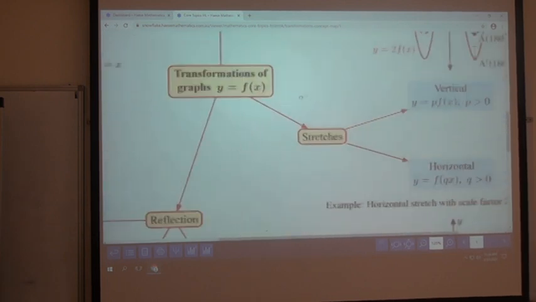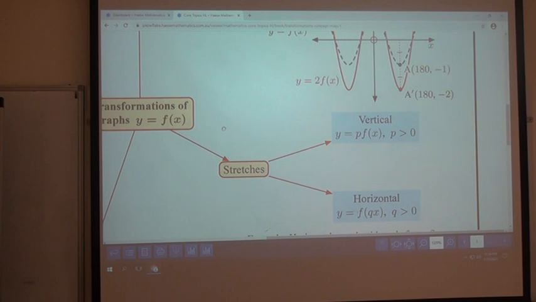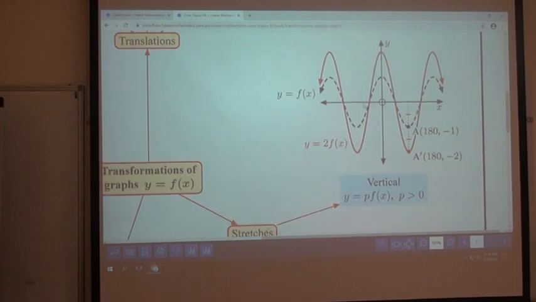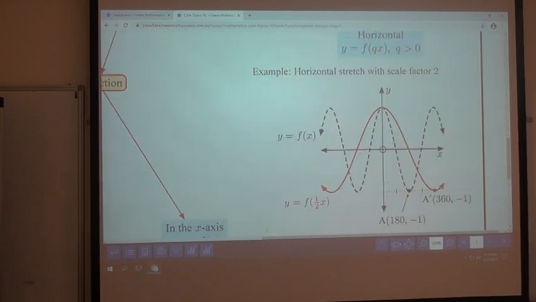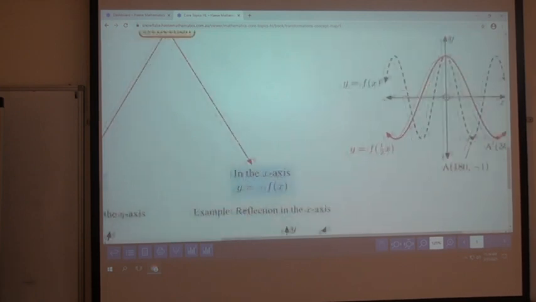Then the other transformation we did was the stretching. We have the horizontal stretching and vertical stretching. During the vertical stretching, your x-axis is the invariant, isn't it? It doesn't change. And during the horizontal, the y-axis is the invariant. So don't forget all we discussed yesterday. You have the paper with you.